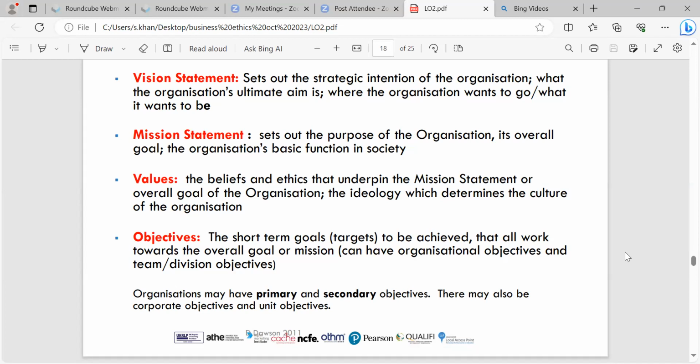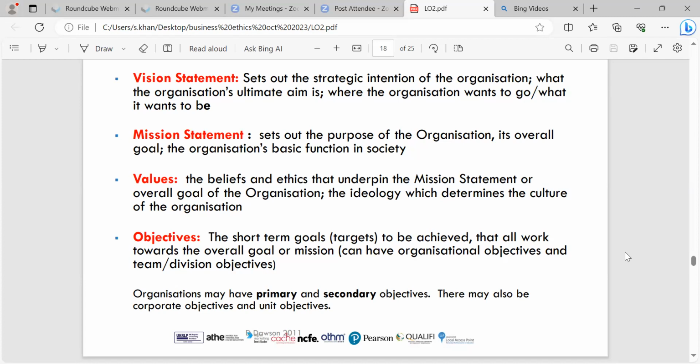The mission statement sets out the purpose of the organization, its overall goal, the organization's basic function in society. Then they have the values, which are the beliefs and ethics that underpin the mission statement or overall goal of the organization, the ideology, which determines the culture of the organization, and then they have the objectives, which are the short-term goals, the targets to be achieved that all work towards the overall goal or mission, and can have organizational objectives and team division objectives.